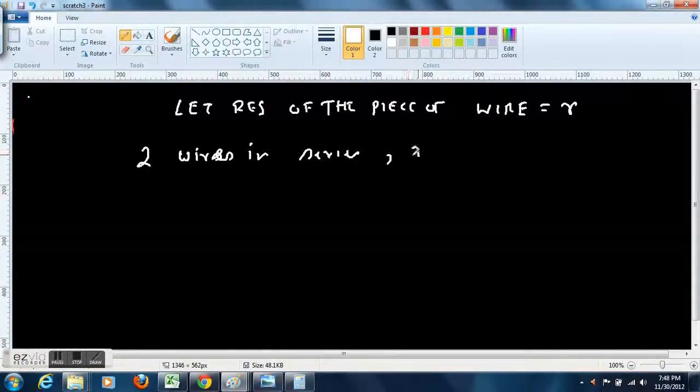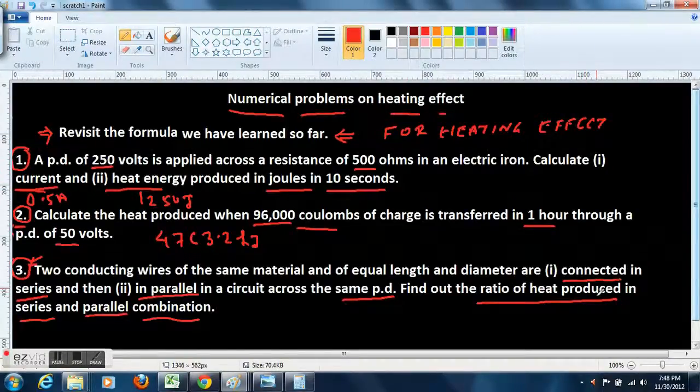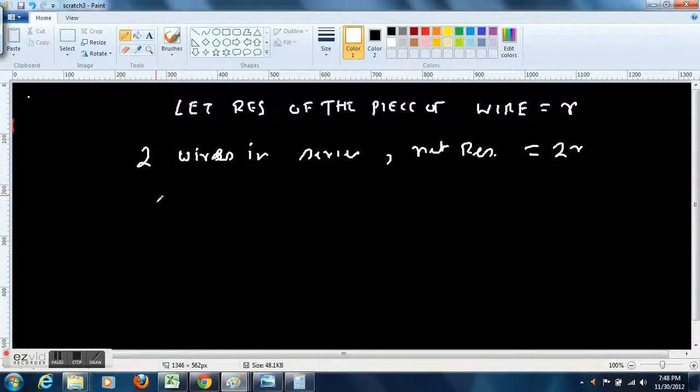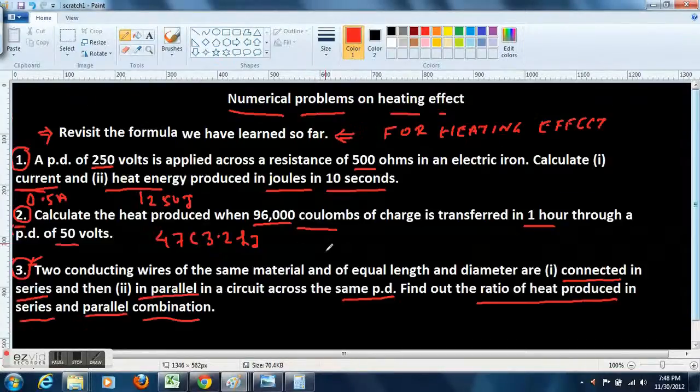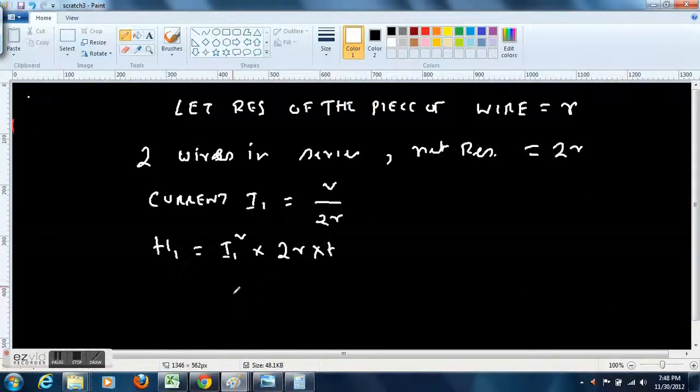So let the resistance of each wire be small r. When two wires are in series, the net resistance will be 2 into r, because in series connection you add every resistance, and that will give you the net resistance. So net resistance equal to 2r. Now let the potential difference be V. Therefore current flow I1 equal to V upon 2r. If the heat produced is H1, then H1 equal to I1 square into resistance, that is 2r, into time, and let the time be small t.